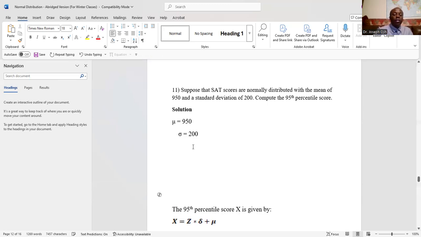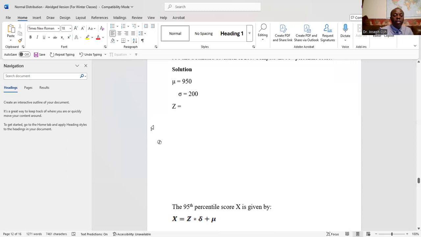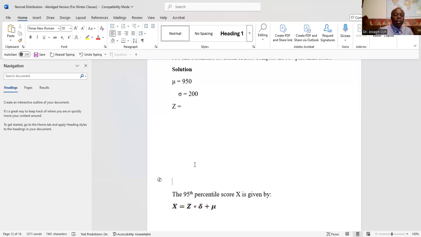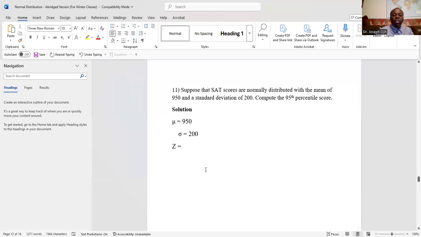Before you can find that, we need to find our Z, and to find our Z, we will need our chart. The 95th percentile score is the score such that 95% of all the people that take the test, 95% of their scores, will be below the 95th percentile score. So we're talking about the top 5% in this case.